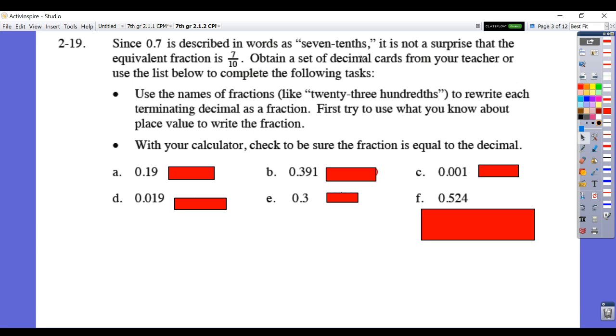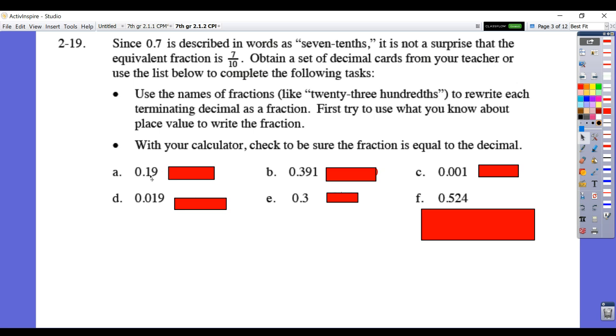Now, they want to remind you in 2-19 that when we describe a decimal in words, we write it with the correct denominator as well. For example, 0.7 is described in words as 7 tenths, so it makes sense that the equivalent fraction is also 7/10. That's one of those logical connections that math has. We use the same vocabulary. We call it 7 tenths because the equivalent fraction is 7/10, and the place right behind the decimal point is the tenths place.